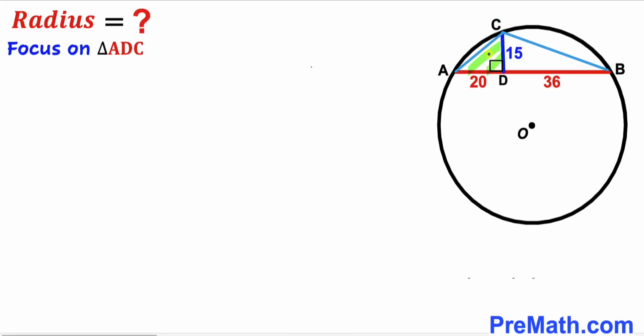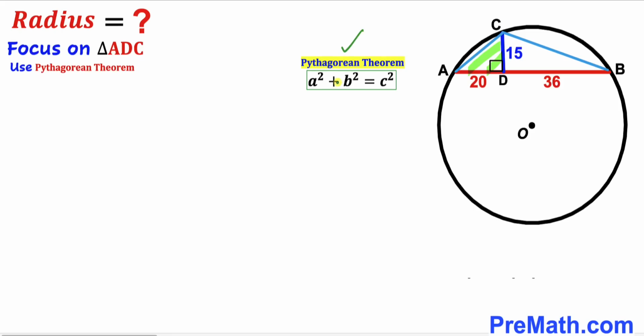Now let's focus on this tiny right triangle ADC, and we are going to apply the Pythagorean theorem on this triangle. Here's our Pythagorean theorem: a square plus b square equal to c square. In our case, our hypotenuse is this side AC, whereas our two other legs are 20 and 15. Let's fill in the blanks in this Pythagorean formula.